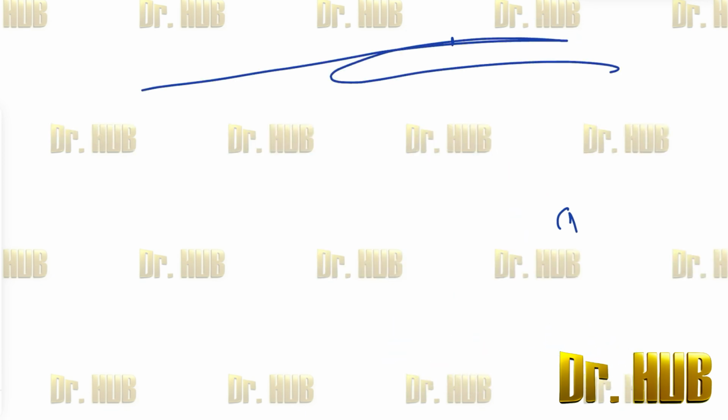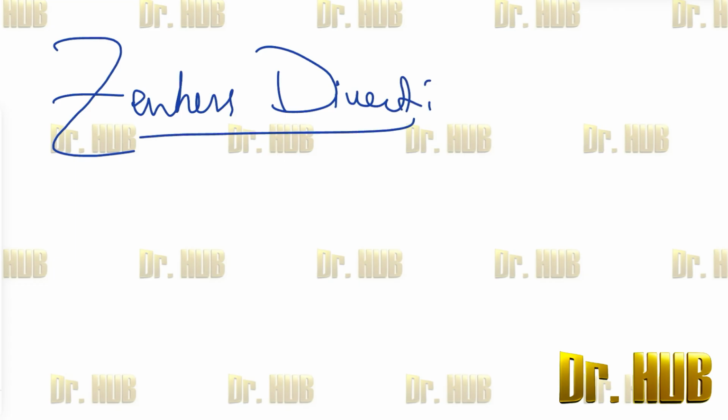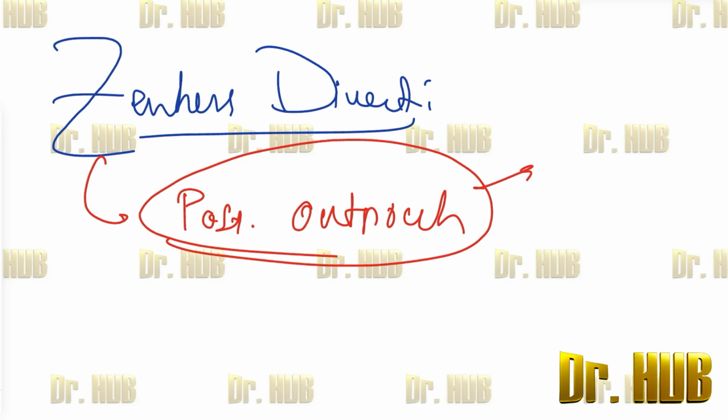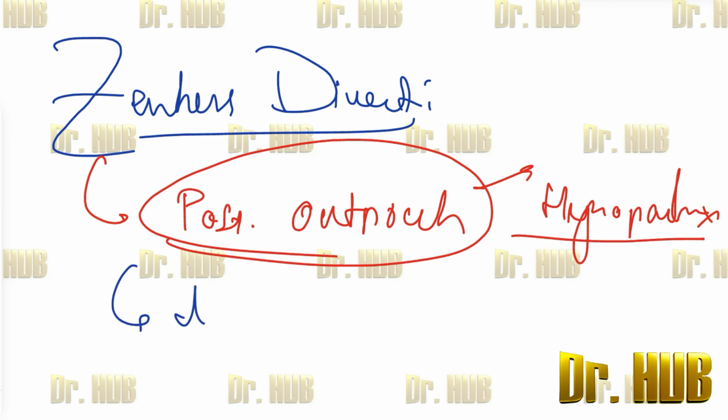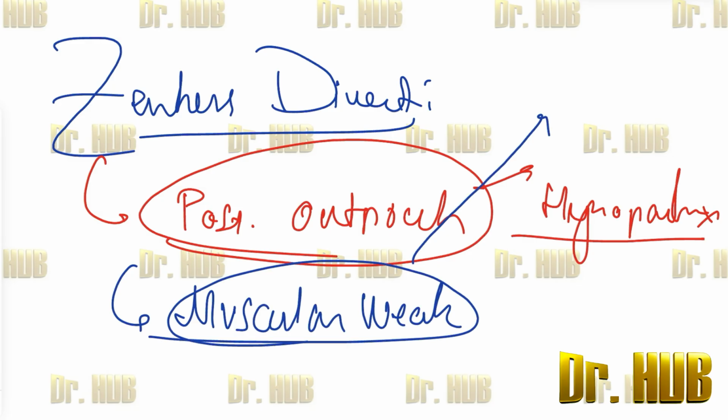Then moving on, we look at Zenker's diverticulum. Zenker's diverticulum is nothing but a posterior outpouching of the hypopharynx through the weakness of the muscular layer. This is in the hypopharynx, and it is due to muscular weakness, at a site known as the Killian dehiscence.